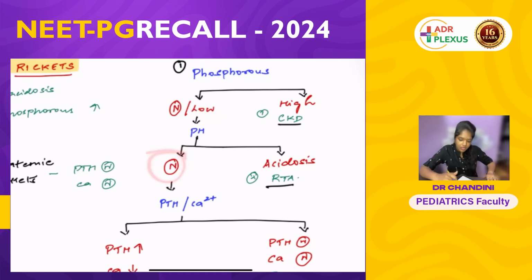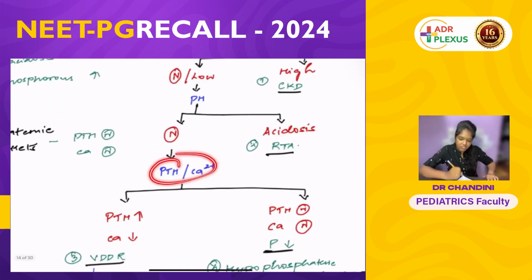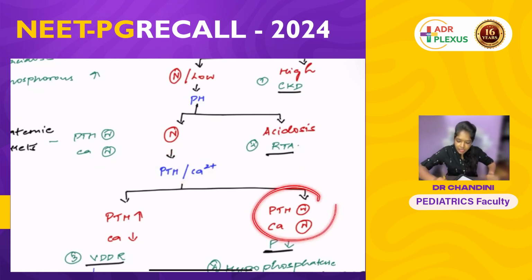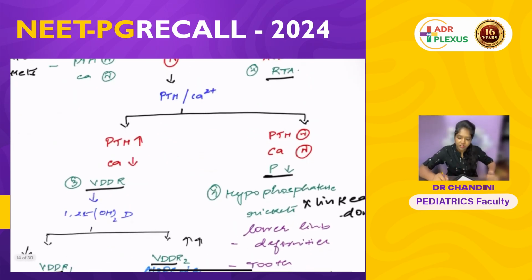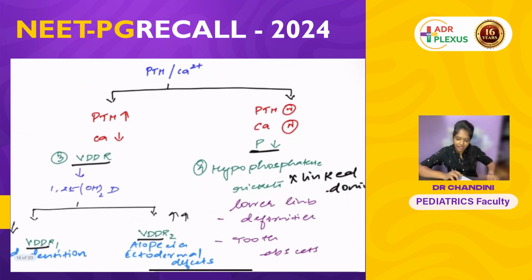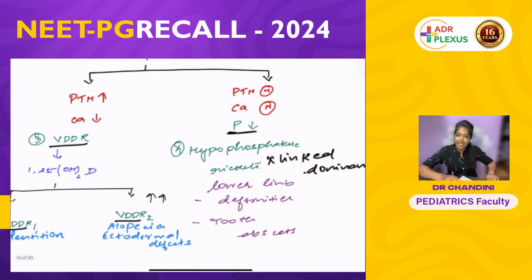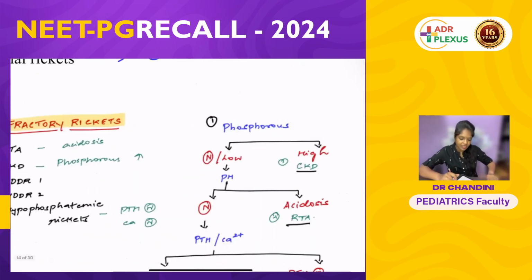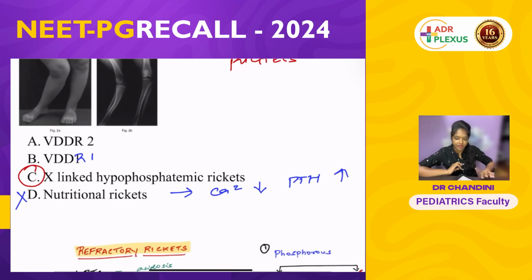So it is normal. The next thing we are going to see is the PTH and calcium values. Now our PTH and calcium values are what? They are normal. When PTH and calcium are normal and phosphorus is low, what is going to be my diagnosis? Yes, hypophosphatemic rickets, X-linked. Okay, it is an X-linked dominant condition. So the answer is X-linked hypophosphatemic rickets.